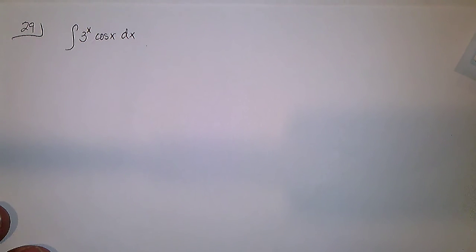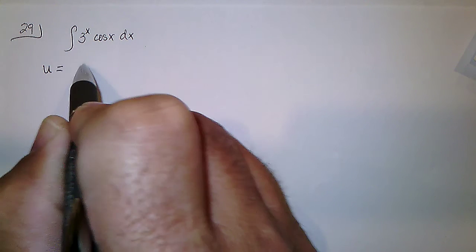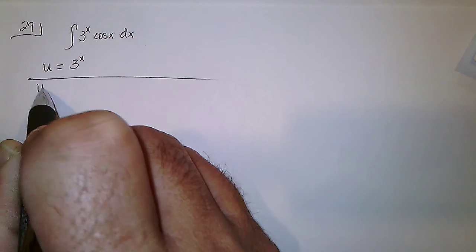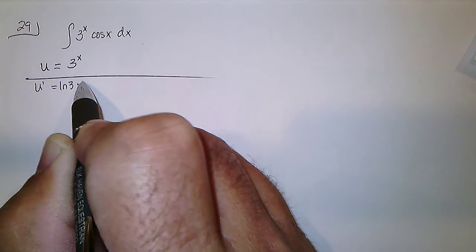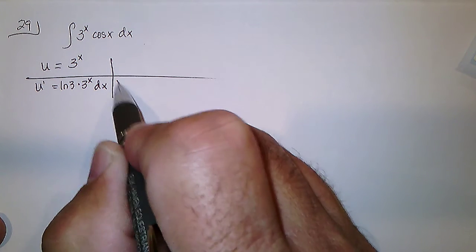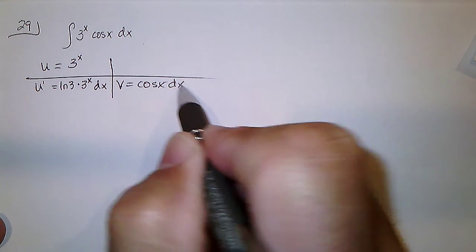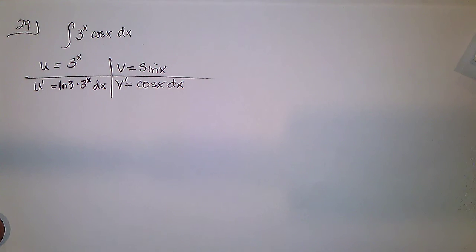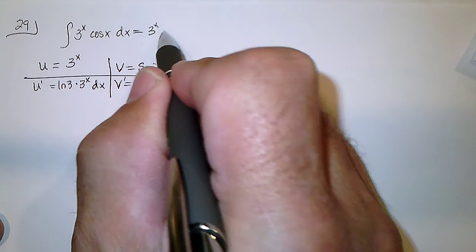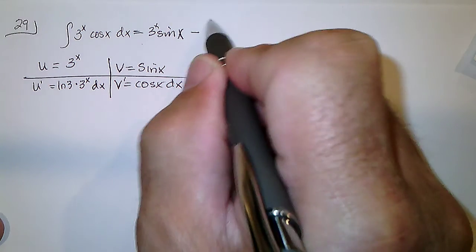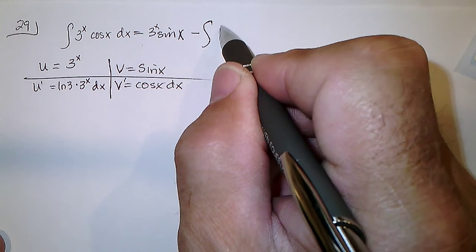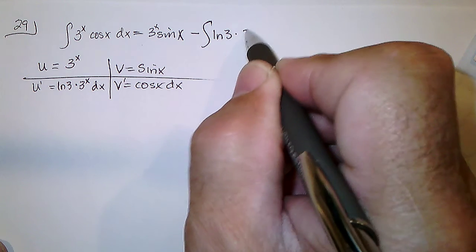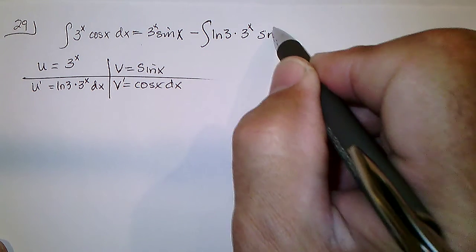And now the final one is 29. And it looks like we got another cyclic one. So I'll let u equal 3 to the x. Its derivative is ln 3 times 3 to the x dx. I'll let v prime equal cosine x dx. V would equal, the integral of that is sine of x. So we get 3 to the x sine x minus the integral of these, which is ln 3 to the x sine x dx.